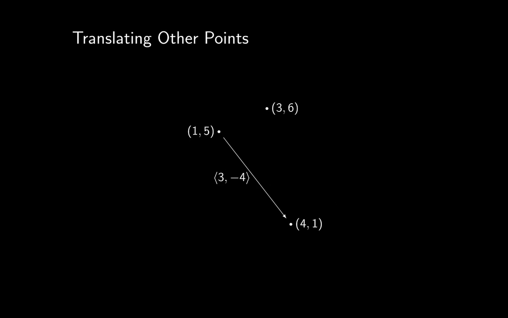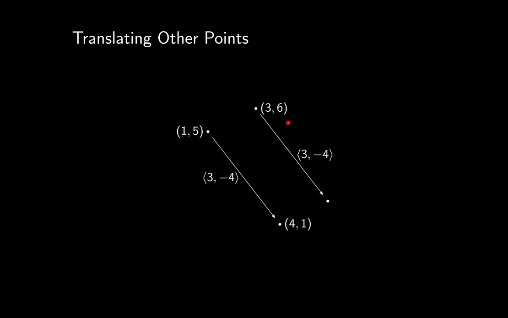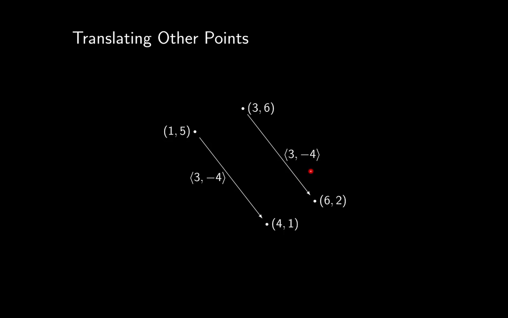The advantage to using vectors to represent translations is that vectors describe a shift that does not depend on the starting point. This means that if we change our starting point from 1, 5 to say 3, 6, then the vector representing the same translation is the same. Increasing the x-coordinate by 3 and the y-coordinate by -4 yields the translated point 6, 2.